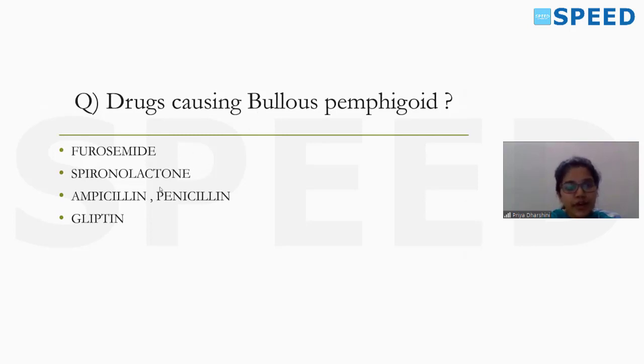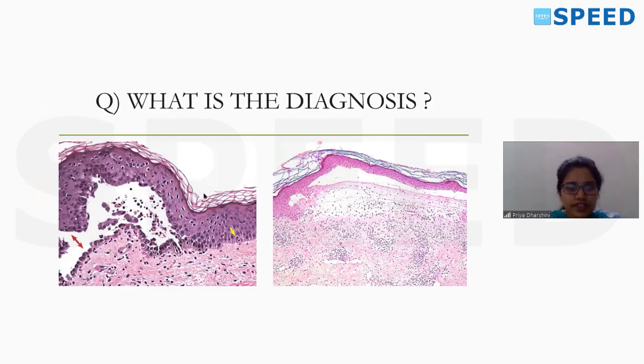So you should remember the diuretic group, antibiotic group. In the antibiotic group you should remember ampicillin and penicillin, and in the antidiabetic group you should remember gliptins. Next, I had given two pictures, and try to find out what is the diagnosis.